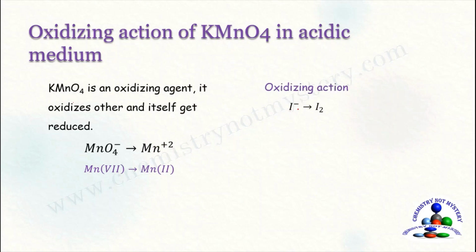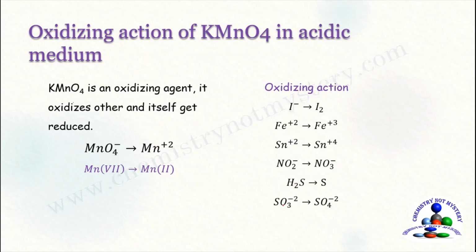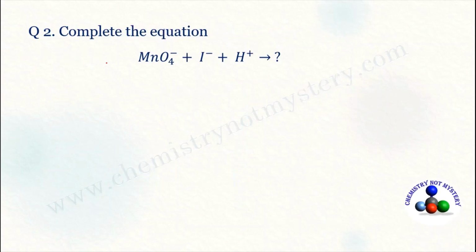Now see the oxidizing action of KMnO4 in acidic medium. It oxidizes I negative to I2, Fe2 plus to Fe3 plus, Sn2 plus to Sn4 plus, NO2 negative to NO3 negative, H2S to S, SO3 2 negative to SO4 2 negative, and C2O4 2 negative to CO2. You need to remember the change in oxidation number of KMnO4 as well as the oxidation numbers of these ions.